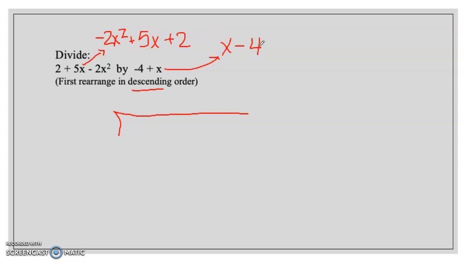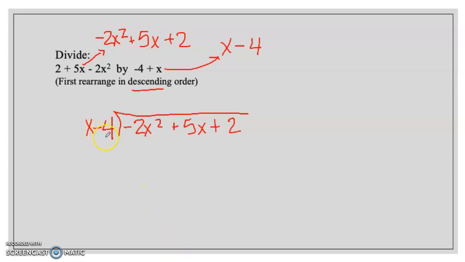Now that they're in order, we can put them into our division algorithm. So our divisor, our smaller number, is x minus 4. And the large number that we're dividing into is negative 2x squared plus 5x plus 2. Now, how do we do this long division? Well, I'm glad you asked.